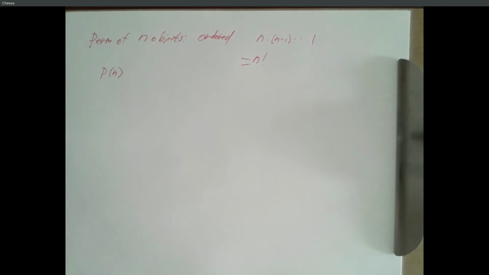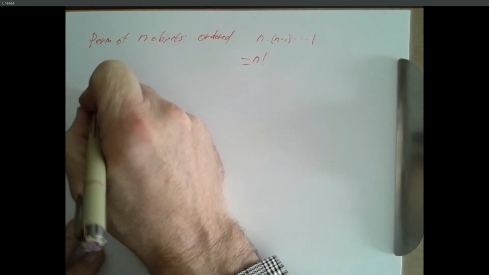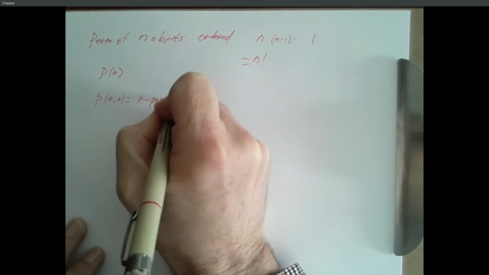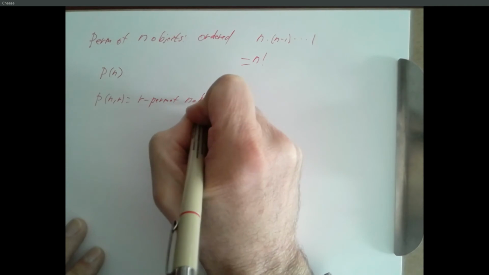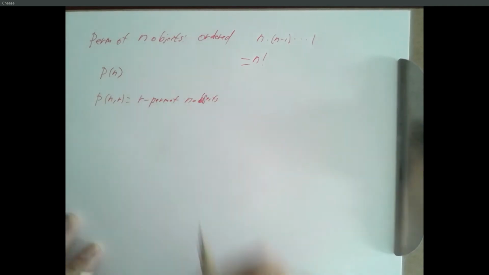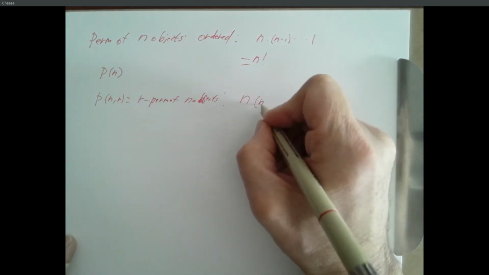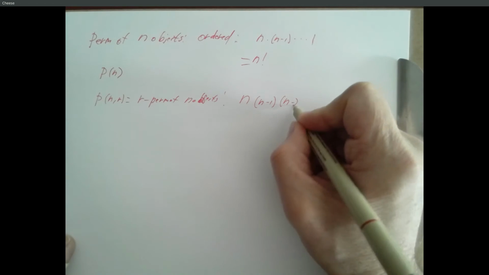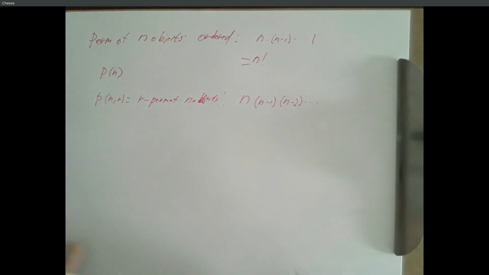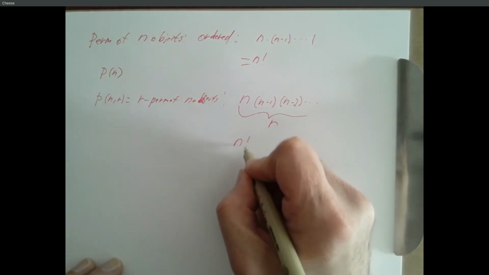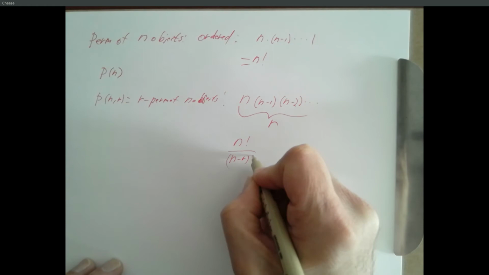Now if you have n objects but you want to arrange r of them, this is an r-permutation of n objects. Same logic. The first object comes n ways, the second object comes n minus 1 ways. But we're only going to have r objects that we have to pick, so it's not n factorial, it's smaller than that. This turns out to be n factorial over n minus r factorial.